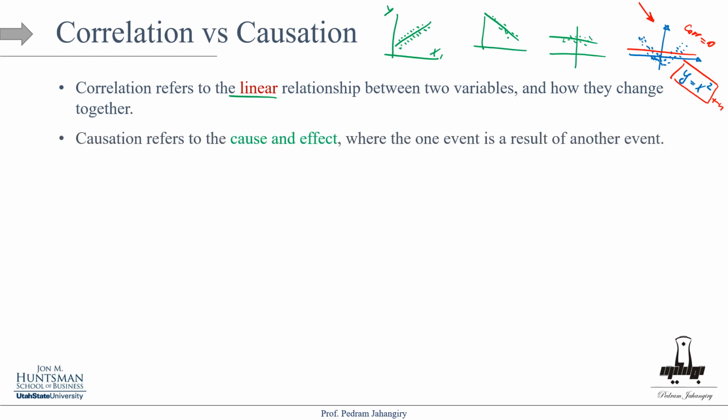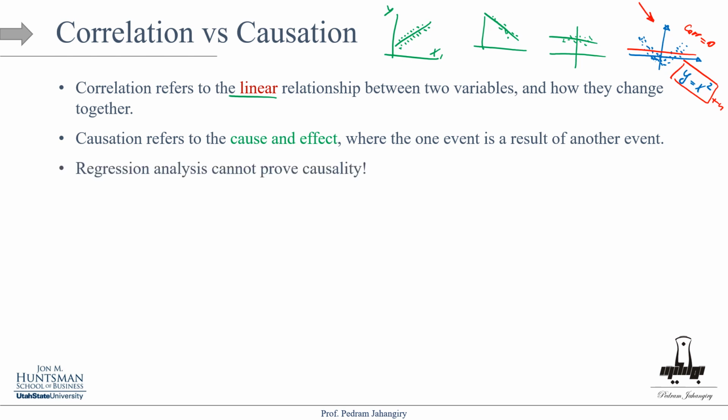The other thing is that causation refers to cause and effect, whether one event is the result of another event, right? So causation is different from correlation. For correlation, the direction can go from x to y or y to x. It's bidirectional. But for causation, the direction matters. Is x causing y or y causing x? Or basically there's some third variable z causing both of them, right? So that's the causal effect thing.